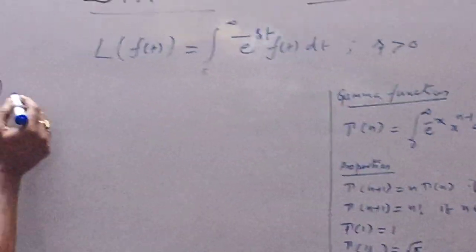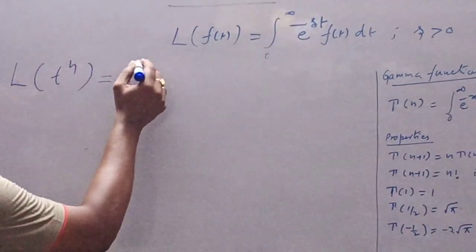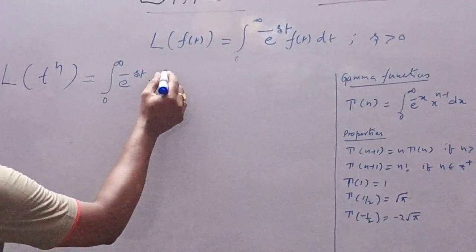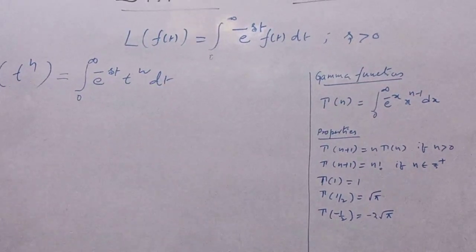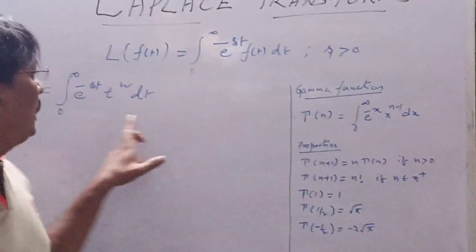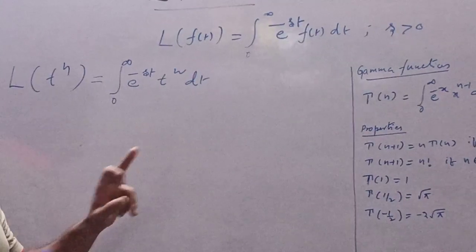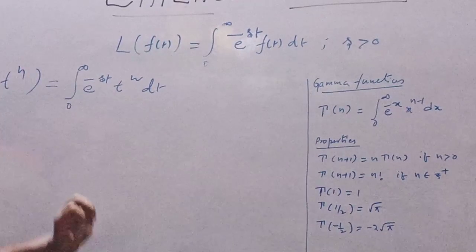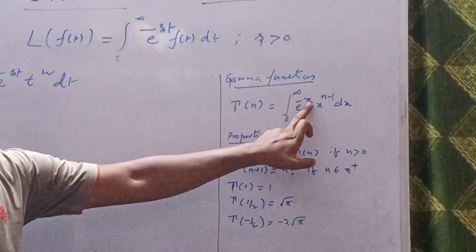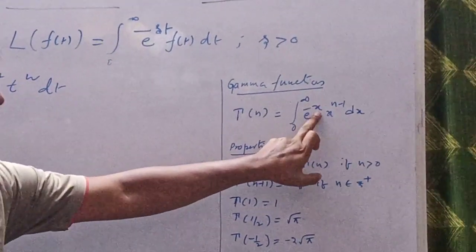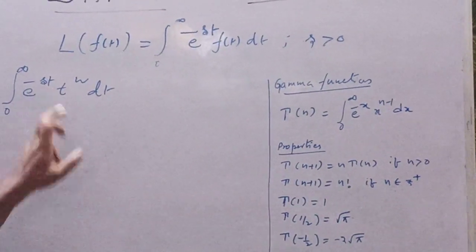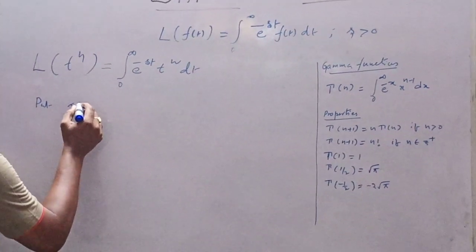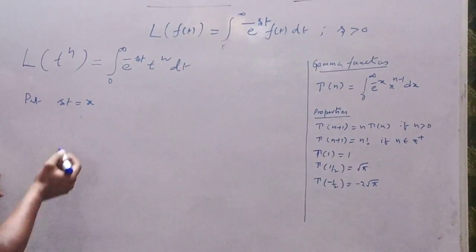Therefore, you can write this as the integral from 0 to infinity of e^(-st) where f(t) is t^n, dt. Compare this integral with the gamma of n integral, both from 0 to infinity. Here we have e^(-st), and in gamma we have e^(-x), so you can take x equal to st. Put st equal to x, or x equals st.